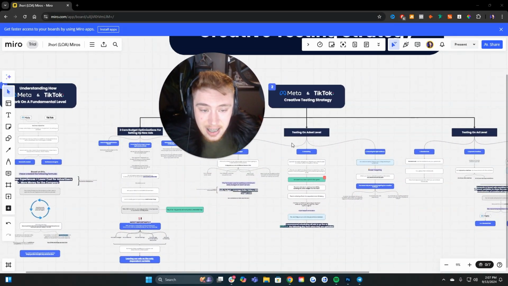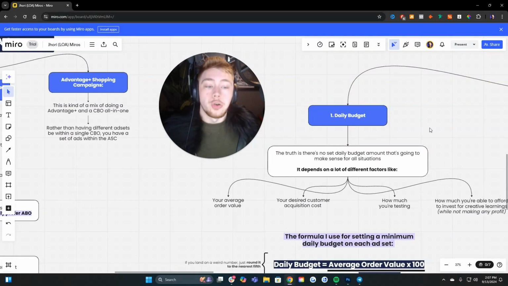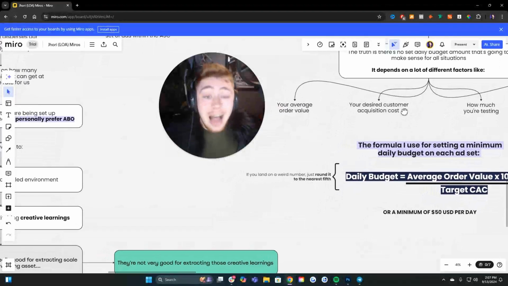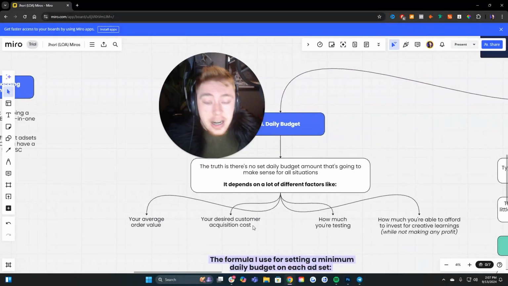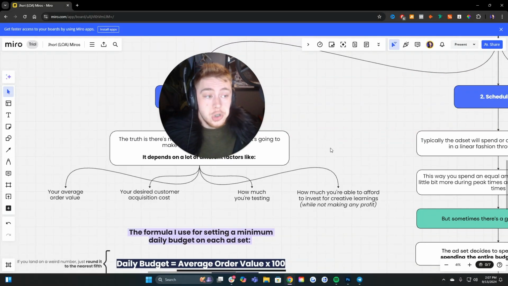Now, on the ad set level, there's a couple of important things to cover. Number one is the daily budget. And the truth is that there's no set daily budget recommendation that can universally apply across every single ad account, because it depends on a lot of different factors. Your average order value, your desired customer acquisition cost, how many creatives you're testing, and how much you can afford to invest in creative testing while not generating a profit, right?